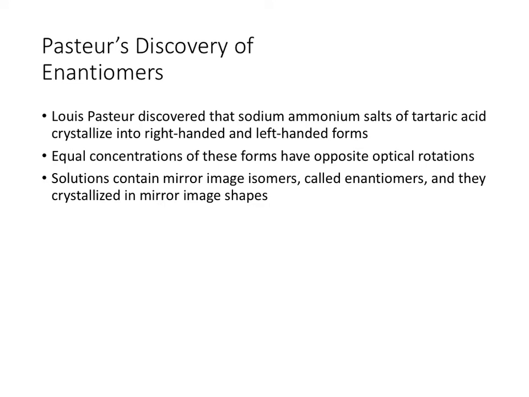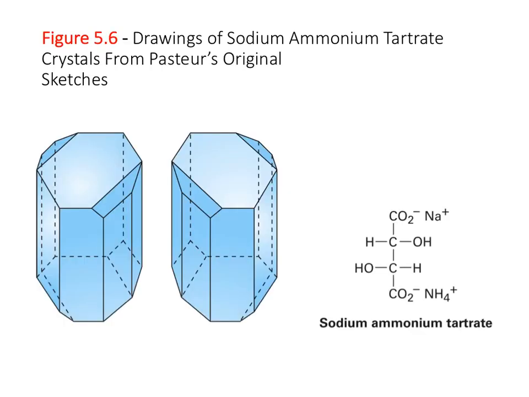Louis Pasteur discovered enantiomers when he was working with sodium ammonium salts of tartaric acid, and he found that they actually crystallized into right-handed and left-handed forms, and equal concentrations of these forms had opposite optical rotations. This is a representation of those crystals from Pasteur's original sketches, and this is what sodium ammonium tartrate looks like.